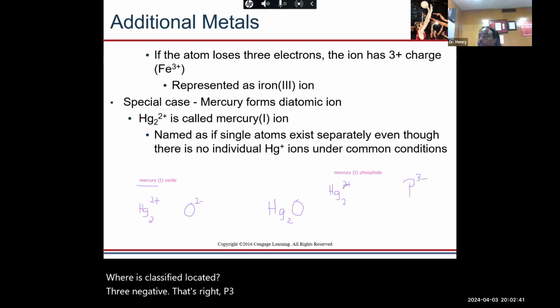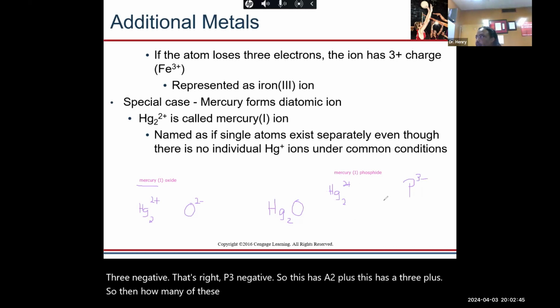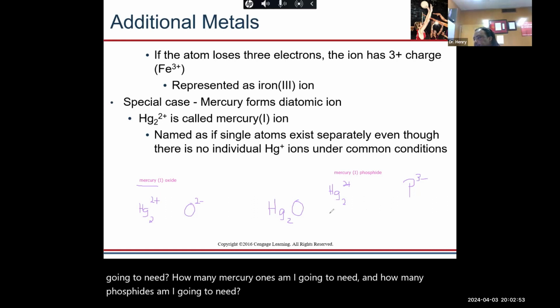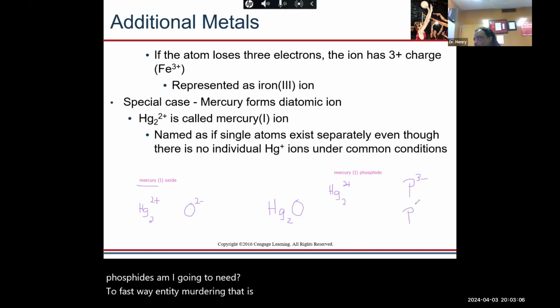So this has a 2 plus, this has a 3 minus. So then how many of these am I going to need? And how many of these? How many mercury 1s am I going to need? How many phosphides am I going to need? 2 phosphide and 3 mercury. That is correct.